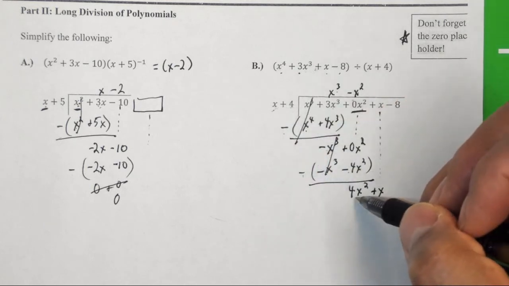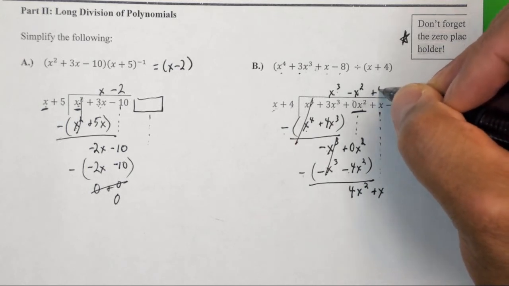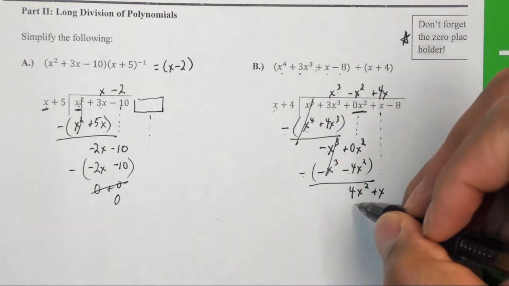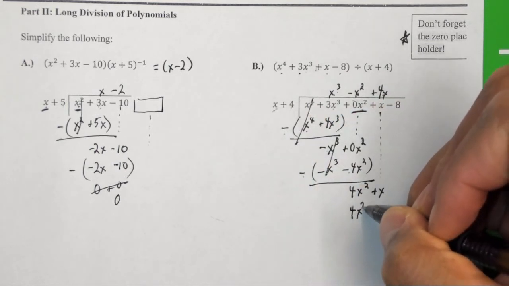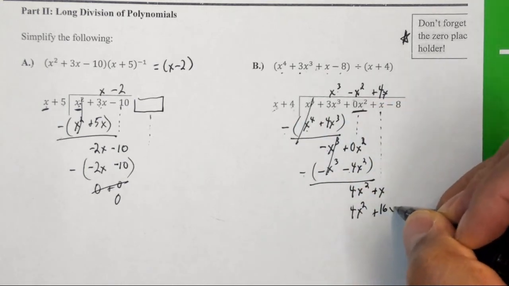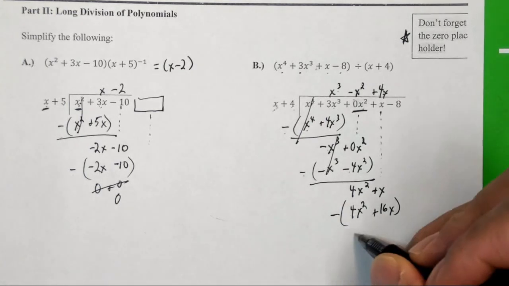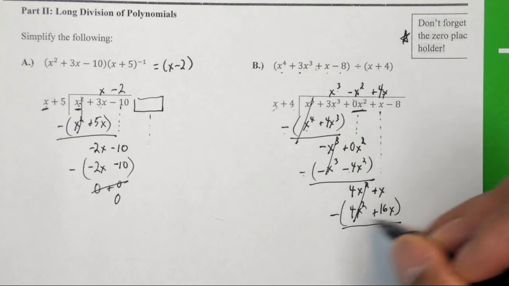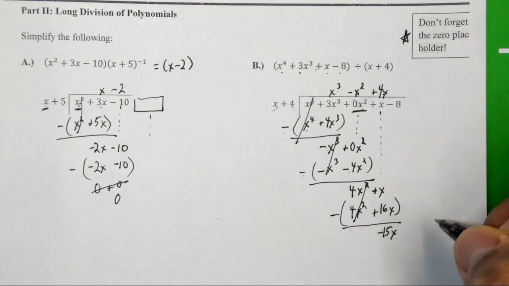X goes into 4x squared. 4x. 4x times x is 4x squared. And 4x times 4 is 16x. Okay? Subtract. 4x squared minus 4x squared is 0. Perfect. X minus 16x is negative 15x.